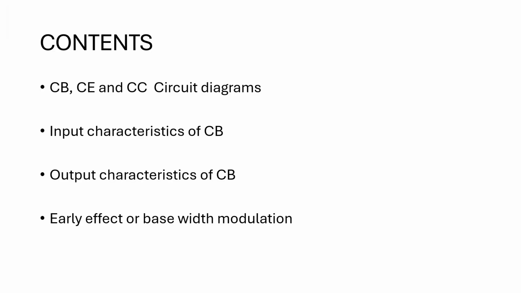In this class, we will see the common base, common emitter, and common collector circuit diagrams, common base input characteristics, common base output characteristics, and early effect or base width modulation. In the previous class, we have seen transistor operation, transistor types, and everything regarding transistor basics, circuit diagrams, and connections. In this class, we will see the common base configuration, its input and output characteristics, and the circuit diagrams of the common base, common emitter, and common collector.